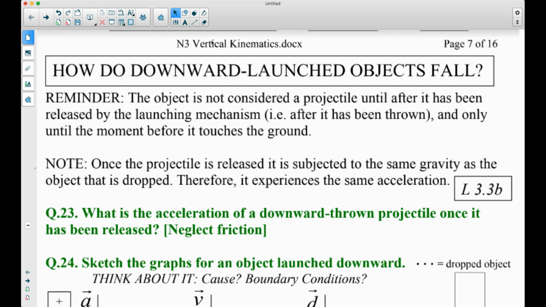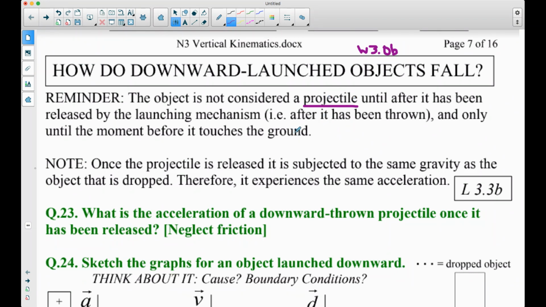All right. How do downward launched objects fall? Well, you did W30B, and so you kind of did this already. Let's just formalize it here in the notes a bit, set you up for a more advanced version of it, W34. All right, reminder. This unit is about projectiles for the most part, and it is only a projectile when it is under the influence of gravity only.